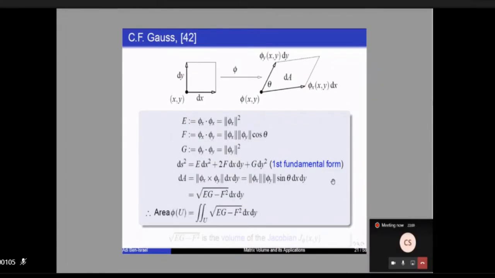But we are interested here in the area element, dA, and we can simplify it as the square root of EG minus F squared dx dy. And in particular, the area of phi u for any set u on the left is the integral over u of the square root of EG minus F squared dx dy. And this is due to Gauss. And the connection with the present lecture is that the square root of EG minus F squared is the volume of the Jacobian J phi in the background.